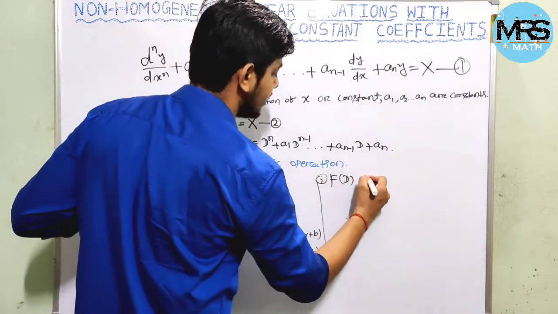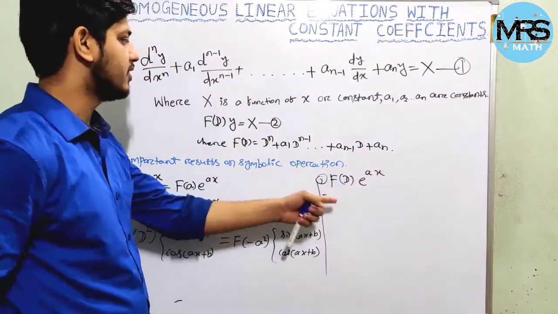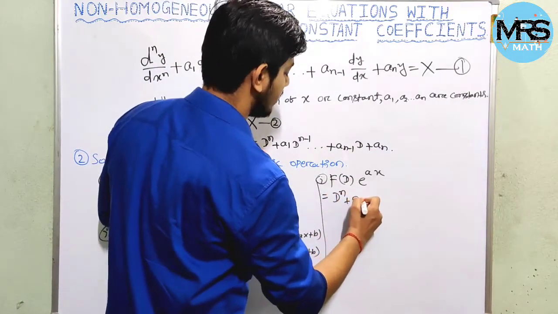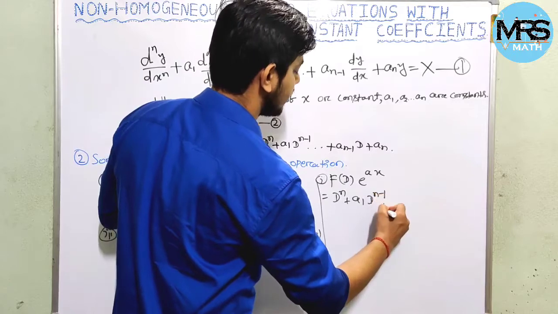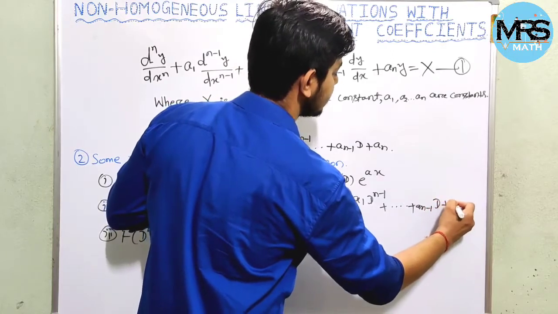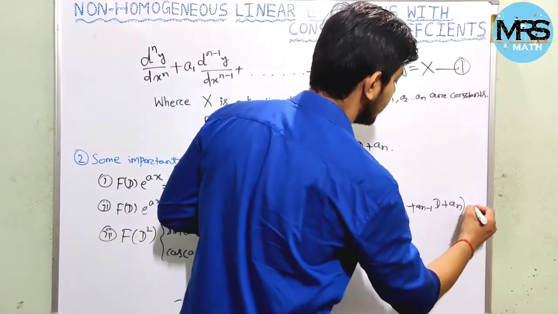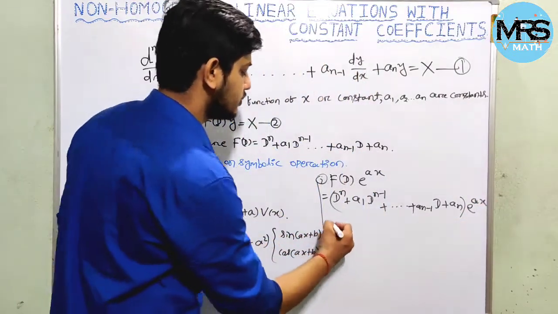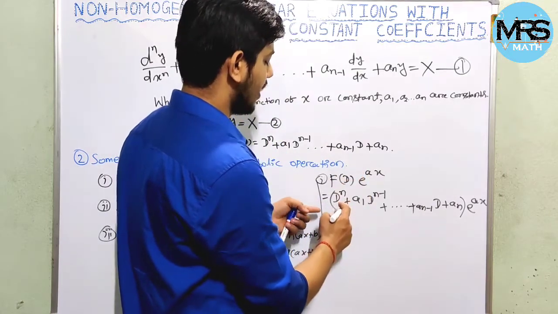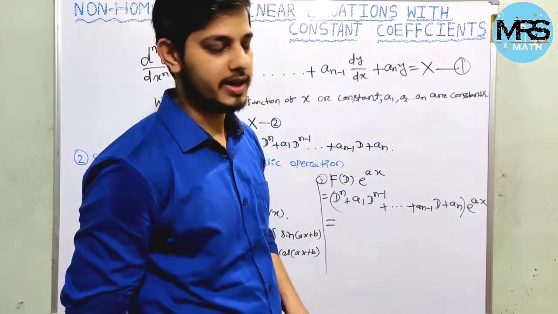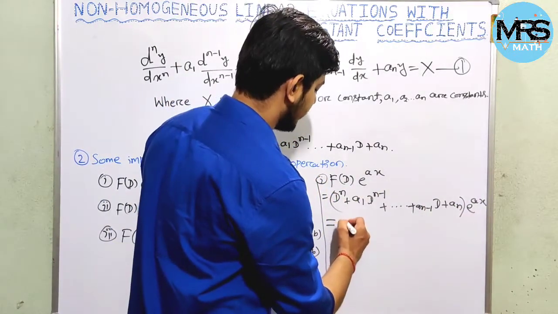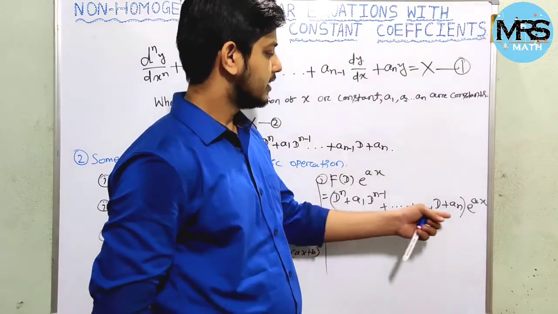F of D operating on e to the power ax. What is f of D? F of D is the operator, in this form: D to the power n plus a1 D to the power n minus 1, up to an minus 1 D plus an. This will operate on e to the power ax. D to the power n means d n y by dx n. What is y here? e to the power ax. So if D to the power n operates on e to the power ax, what will we get? a to the power n into e to the power ax.